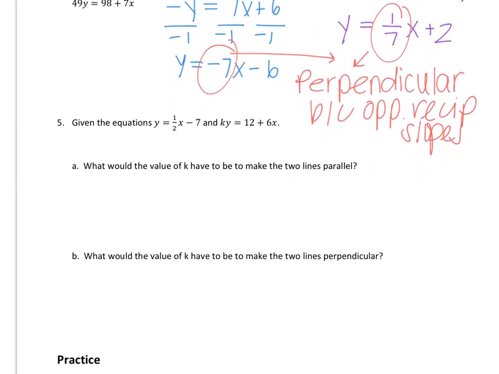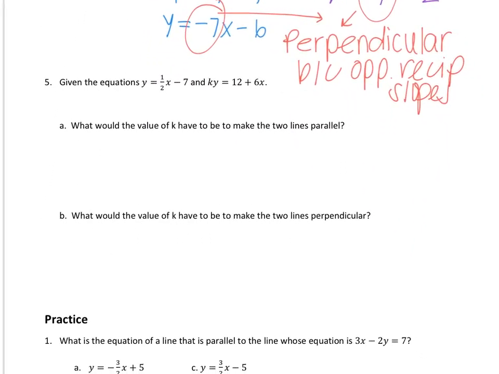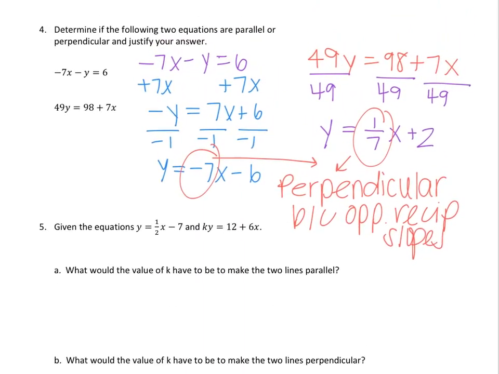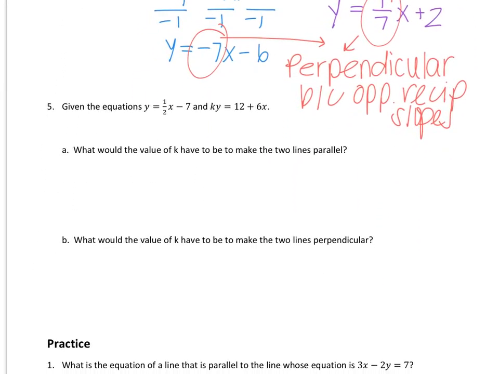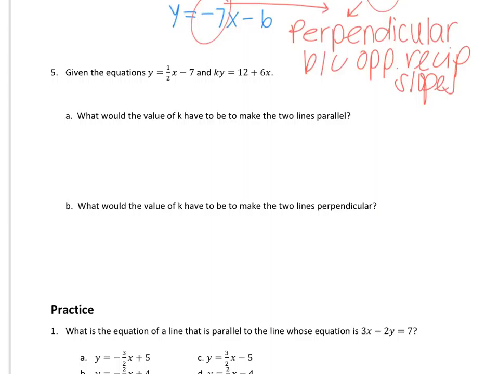Alright, number 5 is our last problem together before you move on to practice. I do want to make note that questions 4 and 5 have not been on the Common Core test, but there's no reason as to why they wouldn't create a question similar to these, especially number 5. It says that we have the equations y equals 1/2 x minus 7 and ky equals 12 plus 6x.